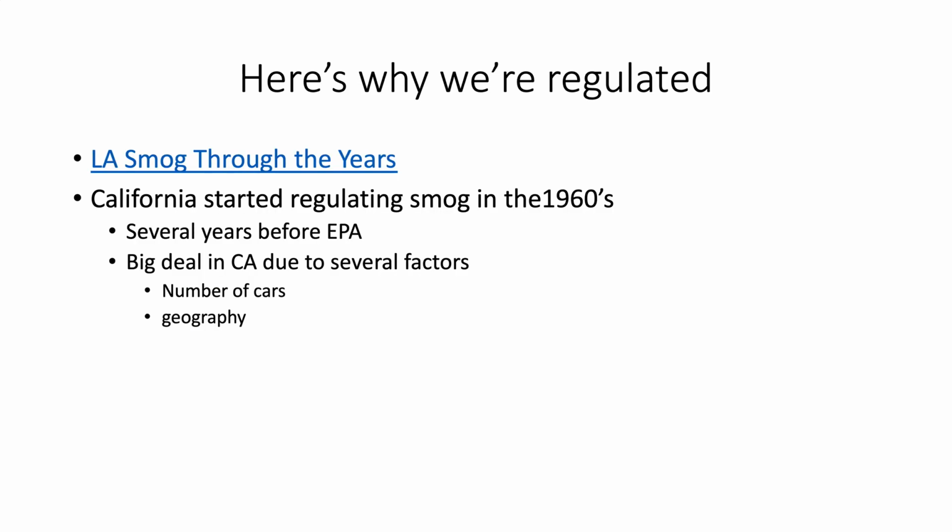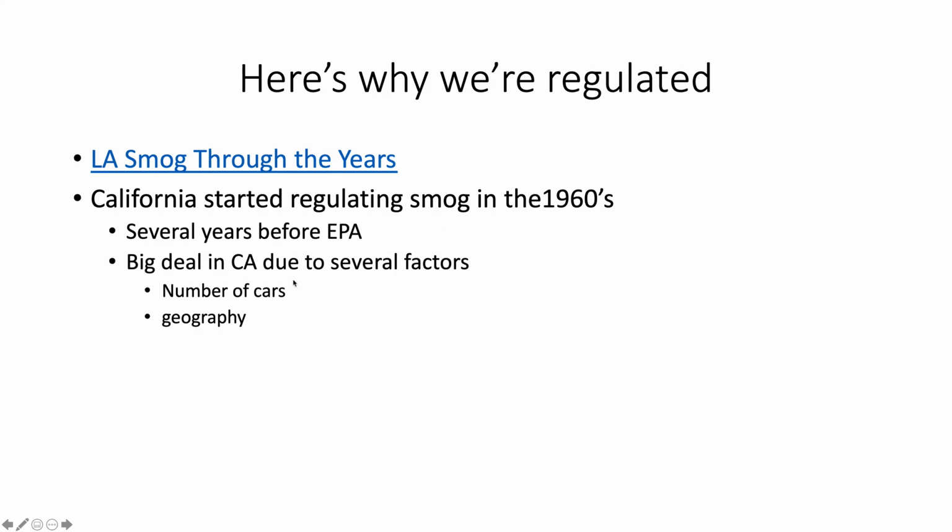All right. Now, if you click on this, it's a lot of pictures of Los Angeles over the years, and you have that little participation quiz, why are we regulated? So if you look at these slides, you'll see why we have regulations. Just a little history, Los Angeles had some big smog events in the 1940s and 1950s. The EPA is a federal organization that was created in 1970. California started its own regulations in the 60s.